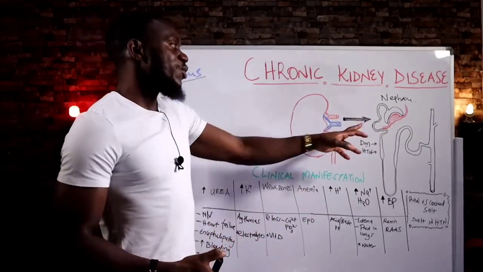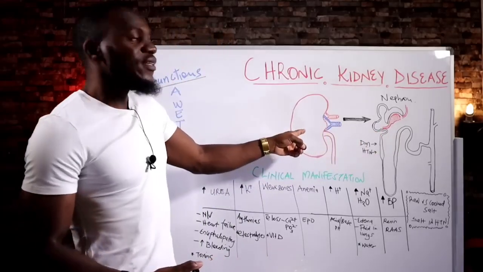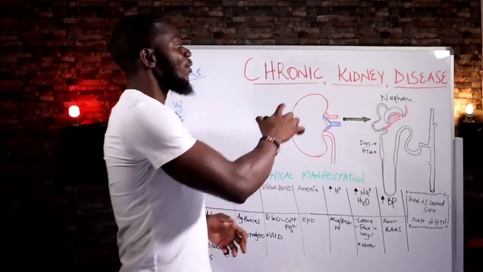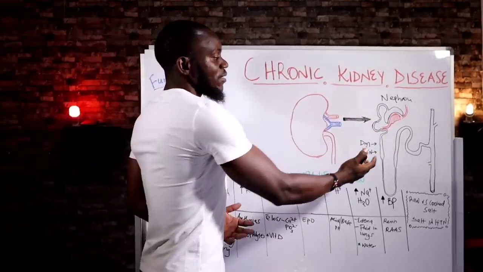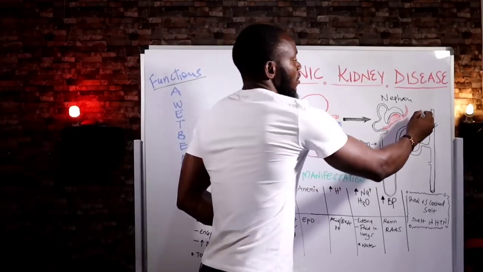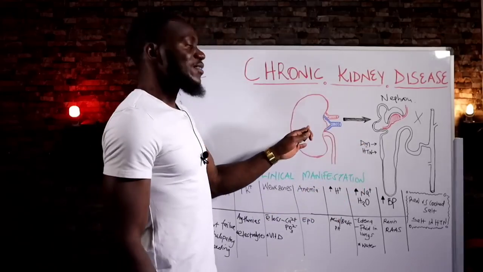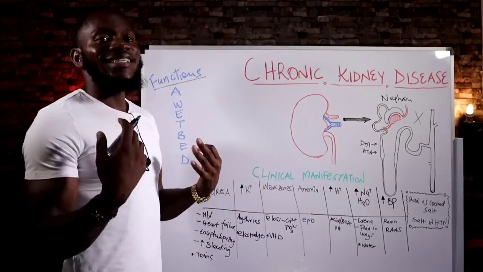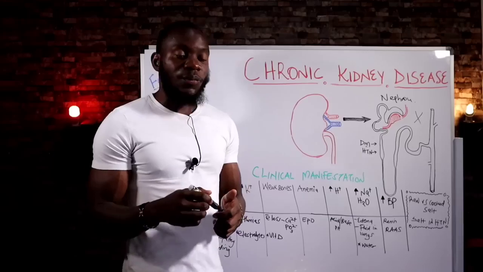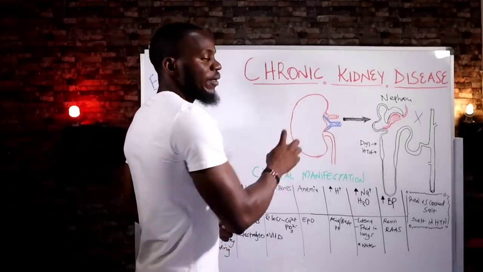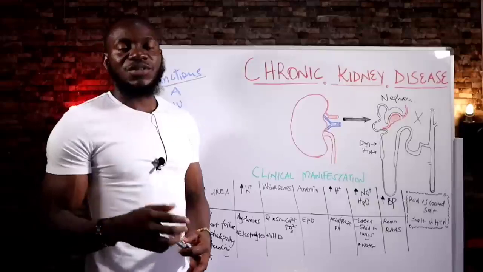Now, once you start destroying these nephrons, then your kidney starts having a problem. So therefore, chronic kidney disease or chronic kidney failure is basically the destruction of these nephrons. And once you start destroying these nephrons, then your kidneys start to progressively die. And once they die, then several things start to happen. Now, we cannot talk about what will happen if we don't know the functions of the kidney.